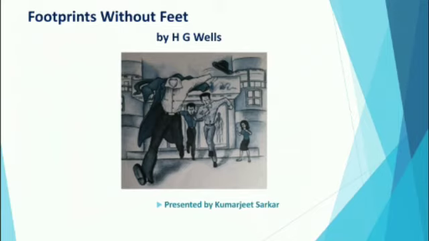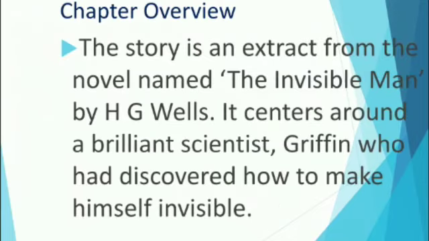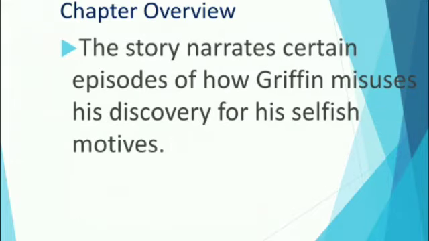First, we'll take a look at the chapter overview. The story is an extract from the novel named The Invisible Man by H.G. Wells. It centers around a brilliant scientist Griffin who had discovered how to make himself invisible. The story narrates certain episodes of how Griffin misuses his discovery for his selfish motives.